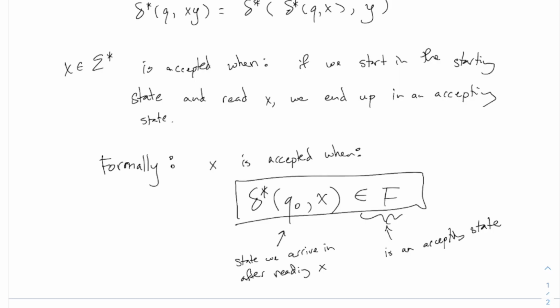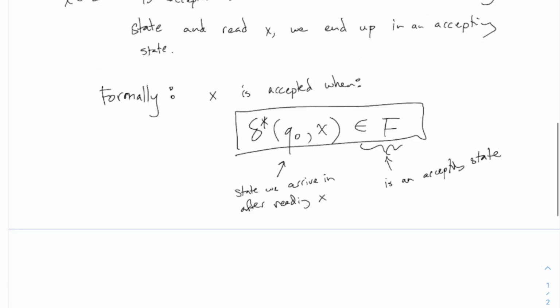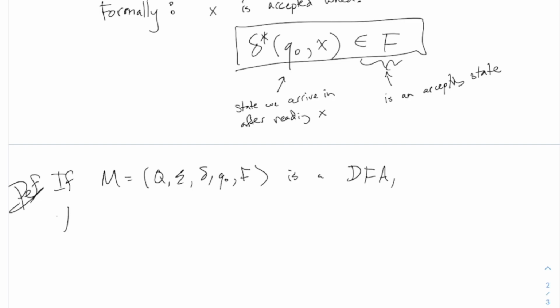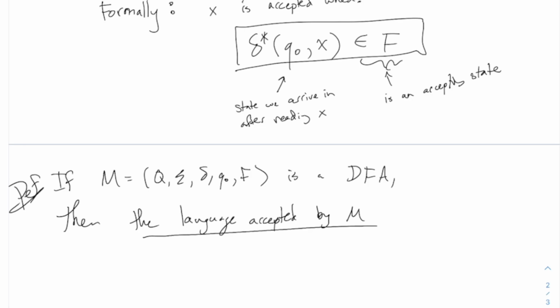And so we can give a formal definition of the language of a DFA. If M is Q, sigma, delta, Q naught, F, a DFA, then here's the definition. The language accepted by M. This is the true definition of the language accepted by the DFA.